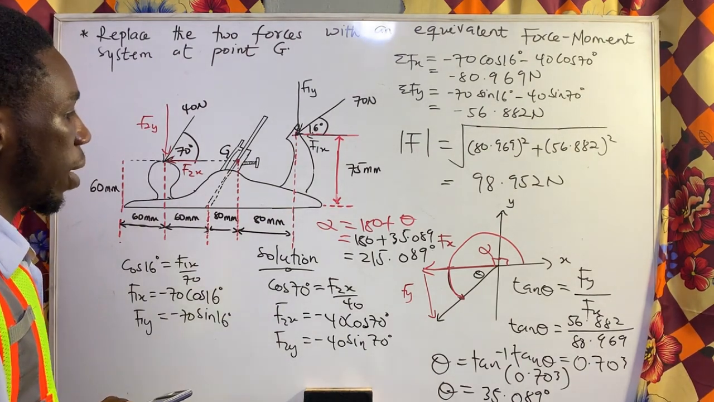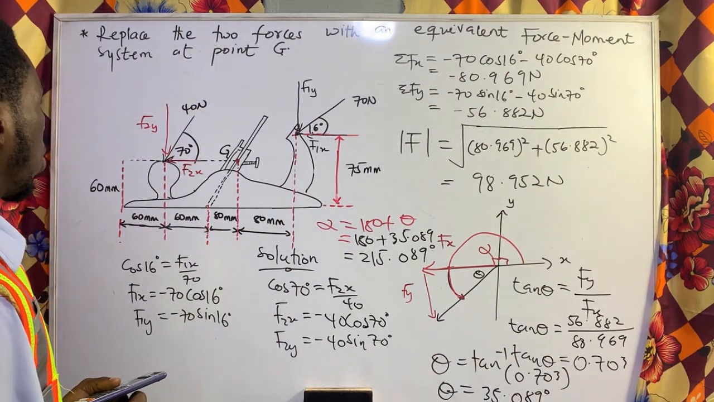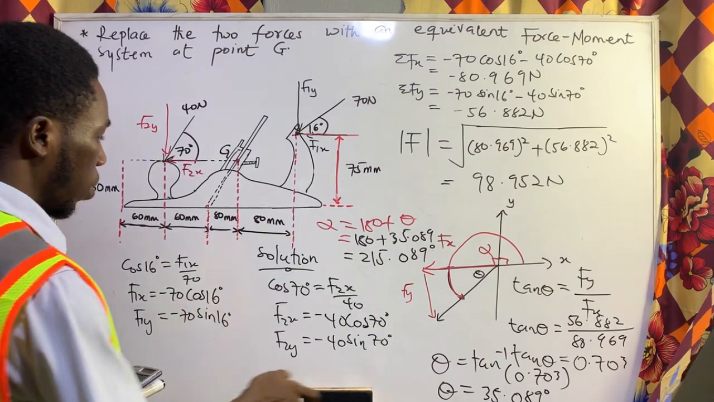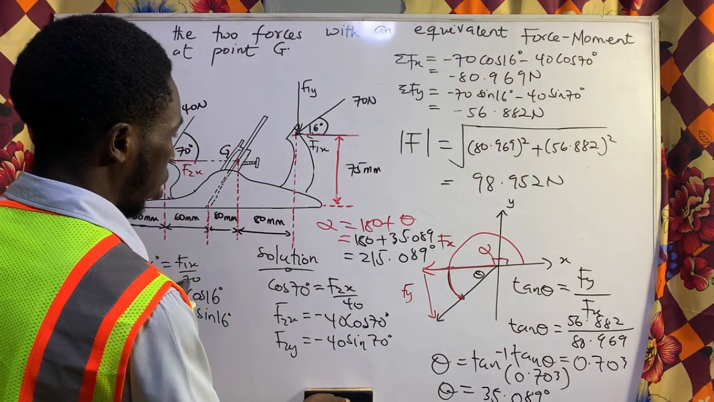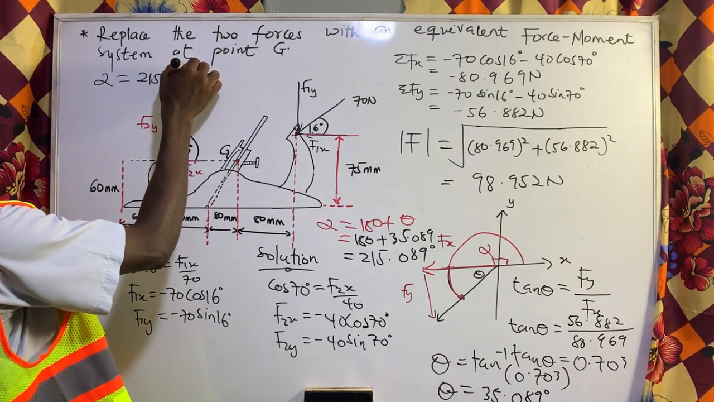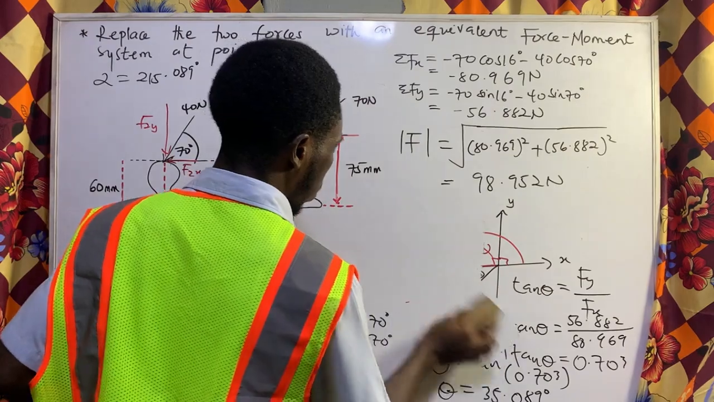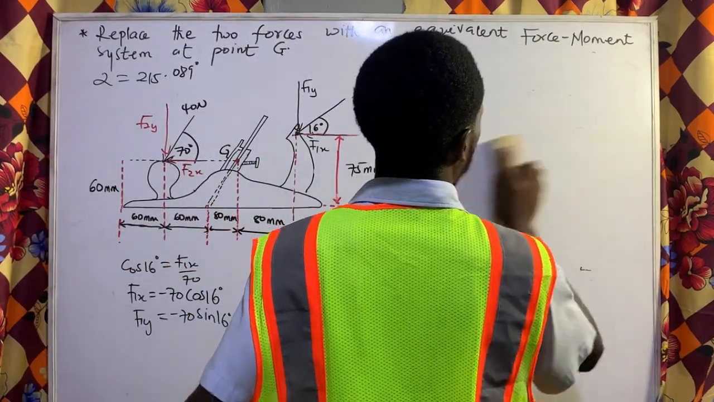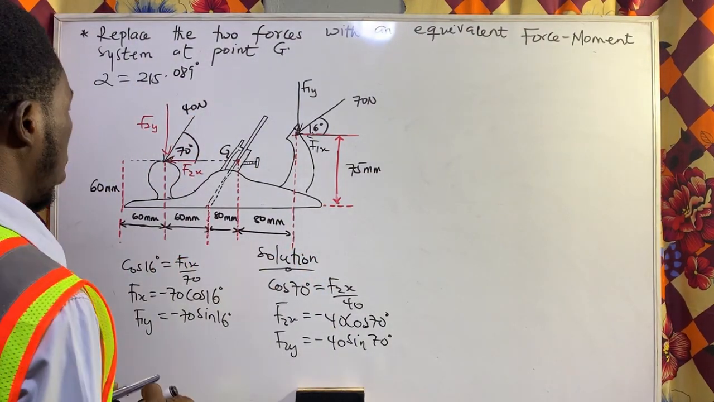Now let's find the resultant moment that you are going to put at point D. Let me write the angle somewhere here. So alpha equals 215.089 degrees. All right, now let's find the moment about point G.